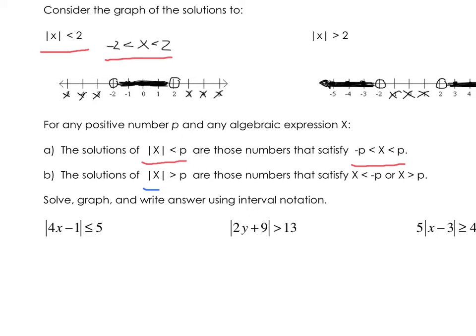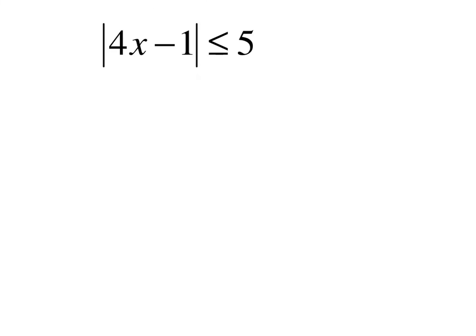The solutions of the absolute value of x is greater than p are those numbers that satisfy x is less than -p or x is greater than p. That's like the absolute value of x is greater than 2, and we had two solutions. We had x is less than -2 or x is greater than +2. So when it's the absolute value is greater than, we end up with the ends of the line. So let's use that information to work these problems.